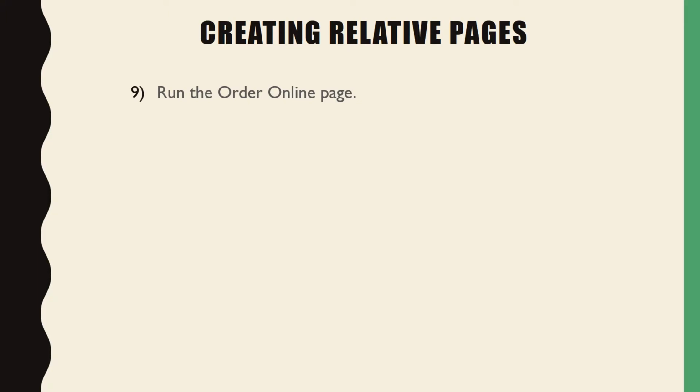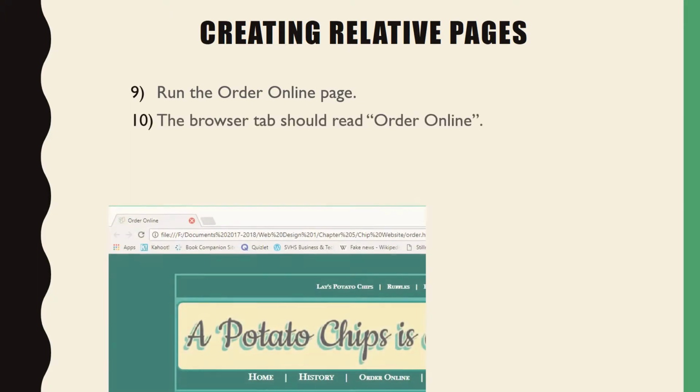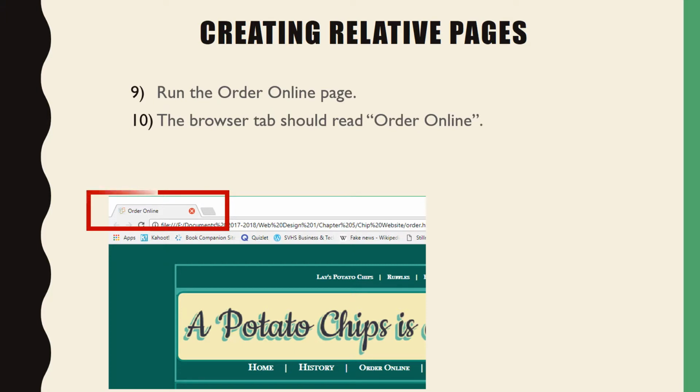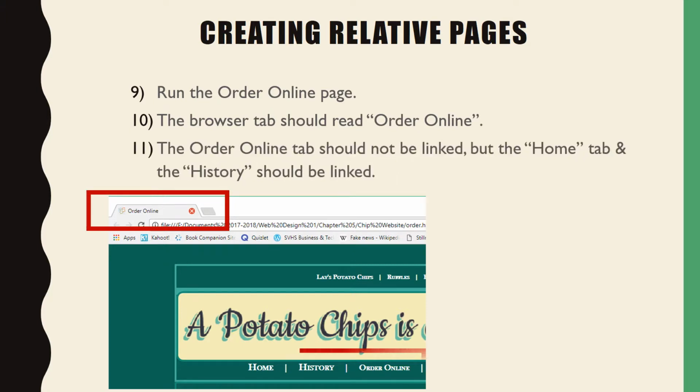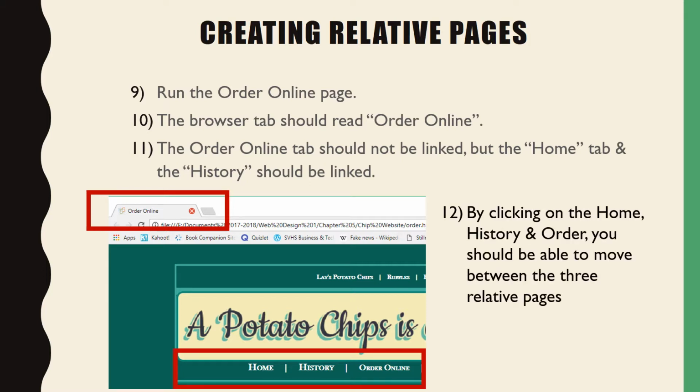Run the Order Online page. The browser should read Order Online. The Order tab should not be linked, but the Home tab and the History tab should be linked. By clicking on the Home, History, and Order tabs, you should be able to move between the three relative pages.